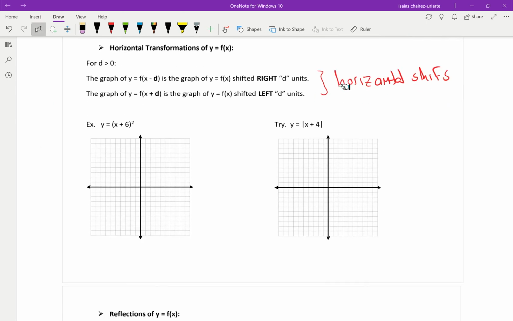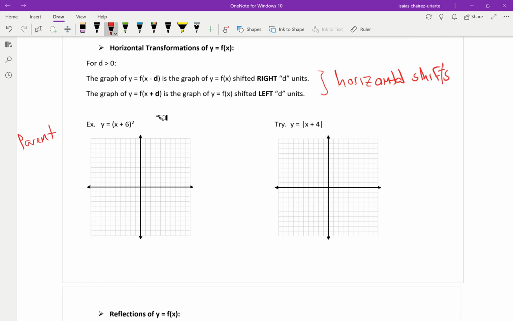Okay, so let's see. If you are given some function f of x, you start with f of x originally, and then if you have f of x minus d, if it's minus, you're going to be moving d units to the right. If it's plus d, you're going to be moving d units left. So here's a little bit counterintuitive. If it's plus, you're going to be moving left. If it's minus, you're going to be moving right. So let's graph some things here. These are supposed to be shifts.